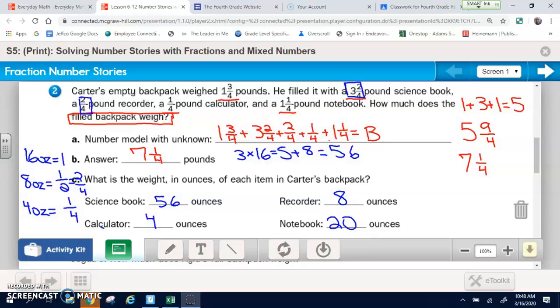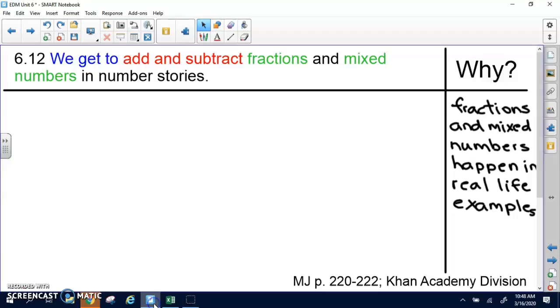So be sure to read each problem carefully to finish up the rest of this page, as well as page 221, to use these fractions and mixed number stories. And then you have math boxes on page 222.